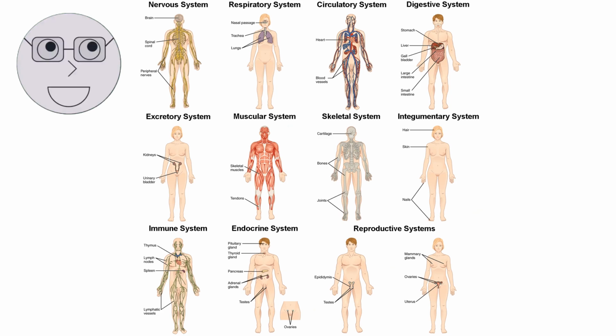The sixth level of biological organization is the organ system. Organ systems are groups of organs that work together to perform a specific function. Examples of organ systems include the digestive system, respiratory system, and circulatory system. The seventh and final level of biological organization is the organism. An organism is a living thing that is made up of one or more cells and is capable of carrying out all the functions necessary for life.